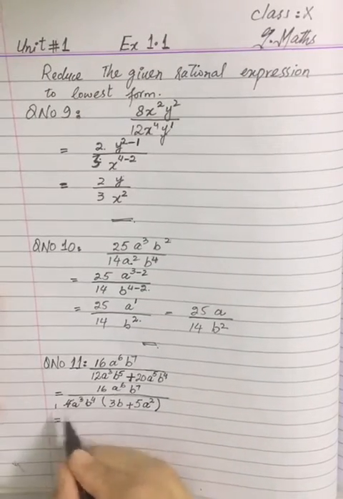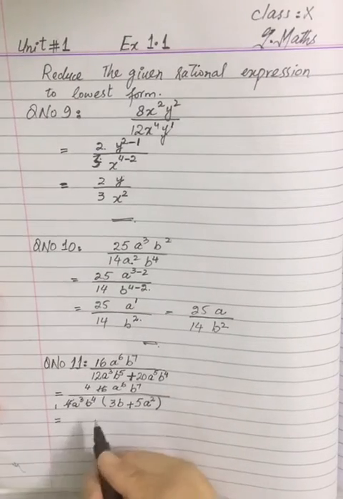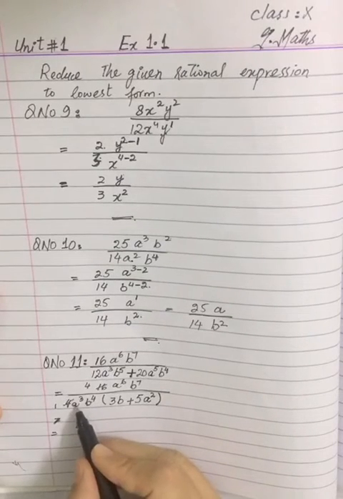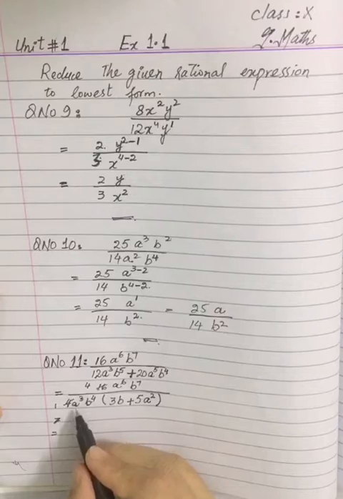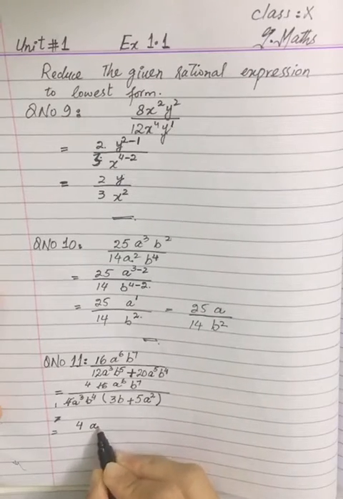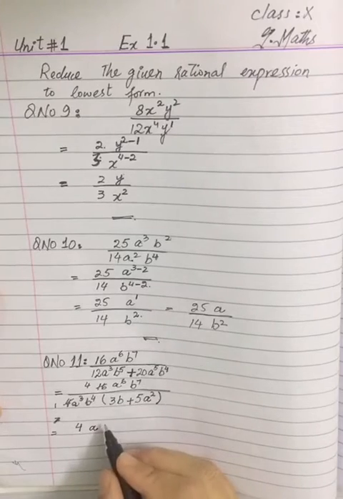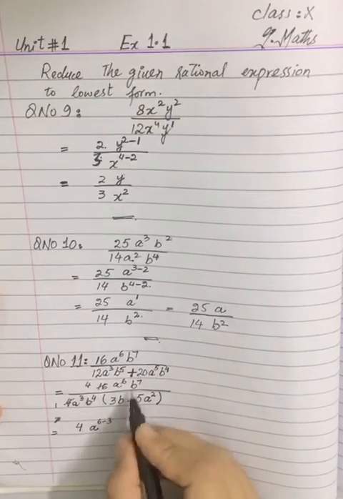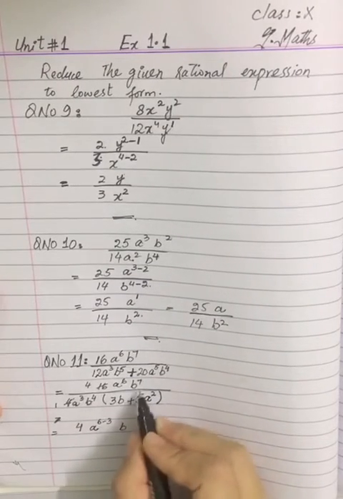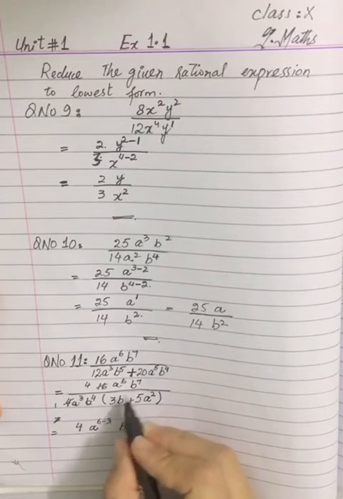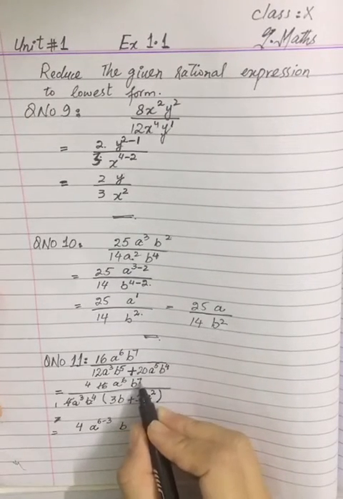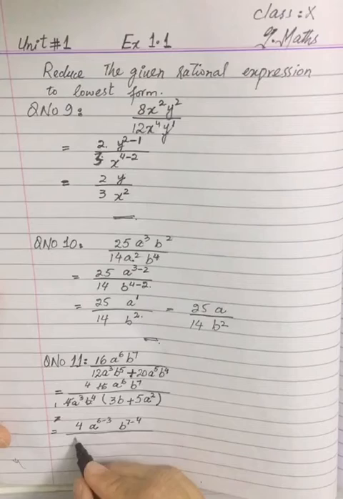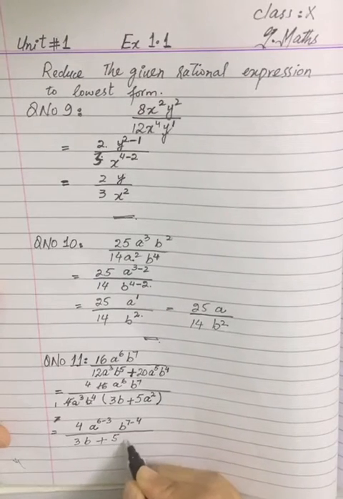4 1s are 4, 4 times 16. Here I can write 4 a raised to power 3 and a raised to power 6. A raised to power 3 is smaller power, so when bases are divided, their powers are subtracted. 6 minus 3. And b raised to power, when bases are dividing, then their powers will be subtracted. 7 minus 4. 3b plus 5a square.